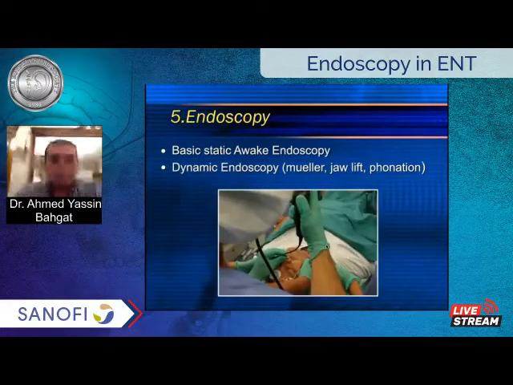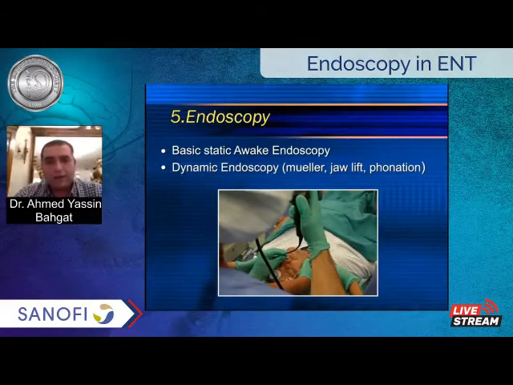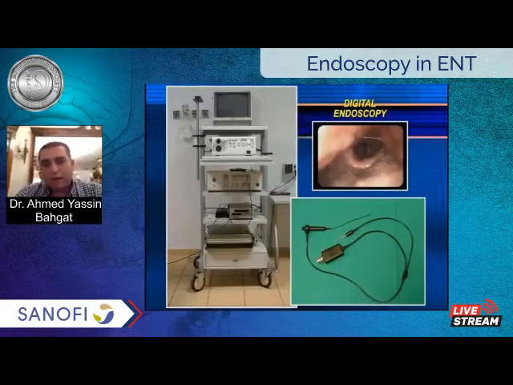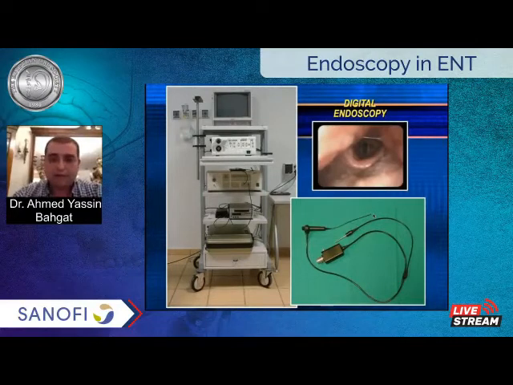We can use the basic endoscopy or the dynamic one. This is the analog endoscope with the camera and the vision system, or the one with the chip on the tip, the camera on the tip of the endoscope. And this is the digital image, better for recording and for patient counseling.